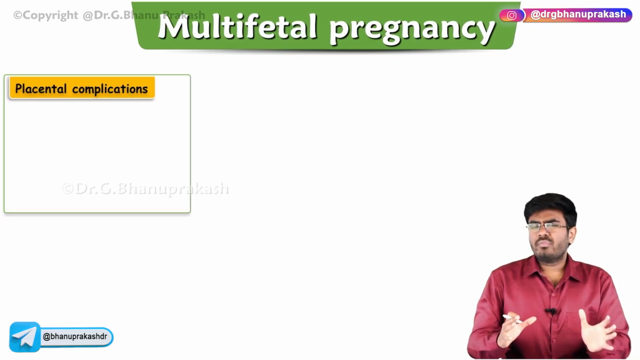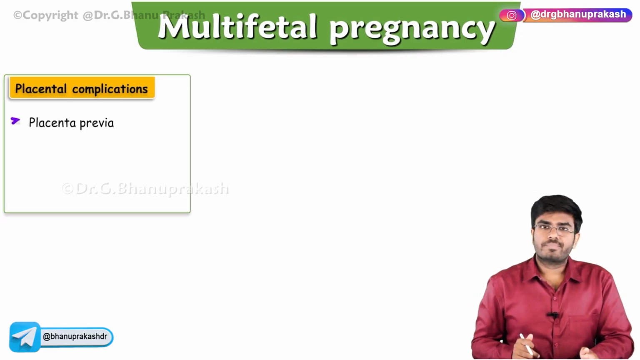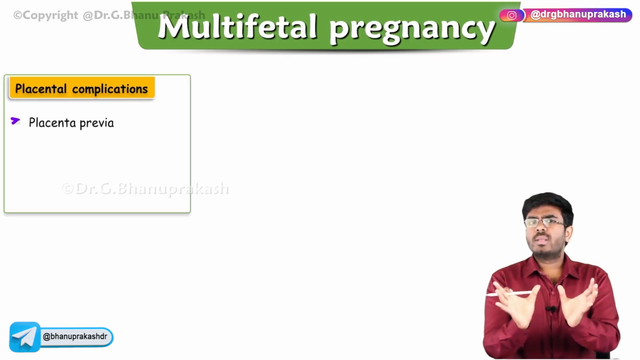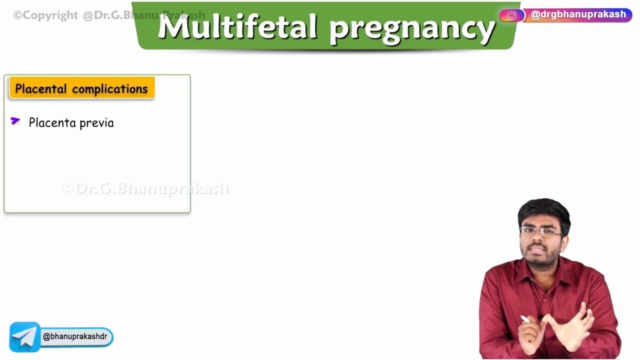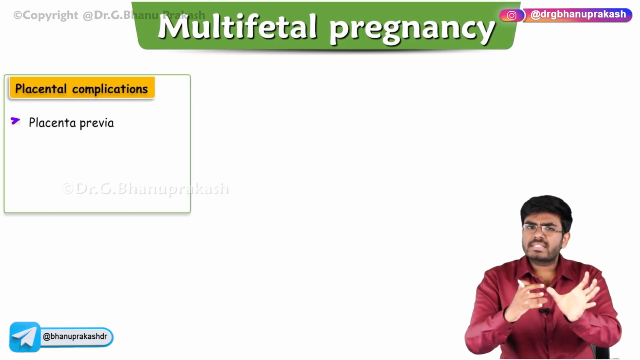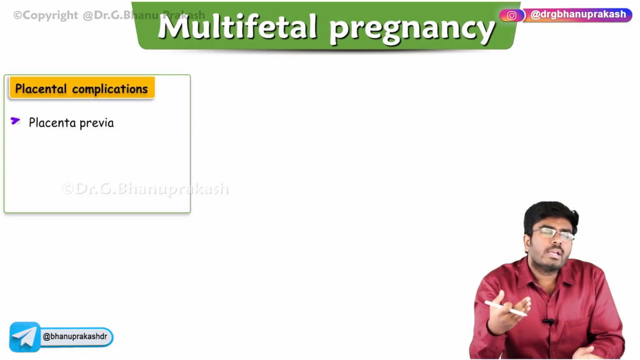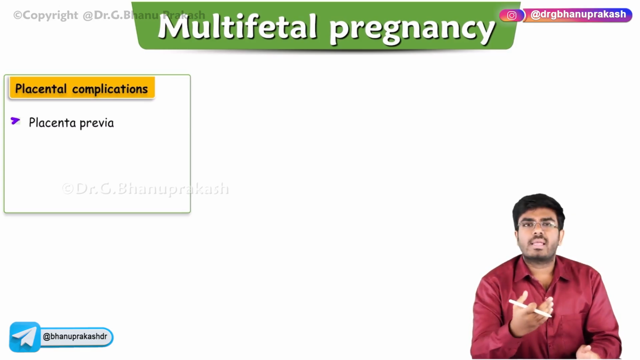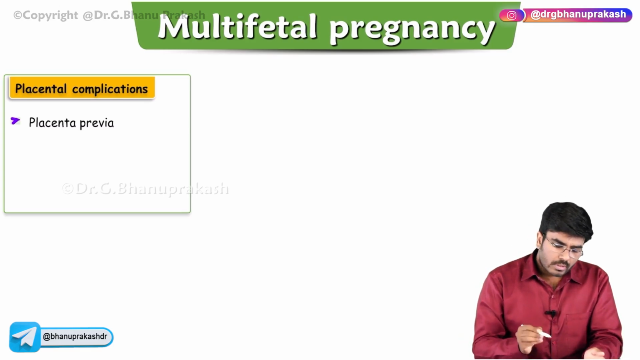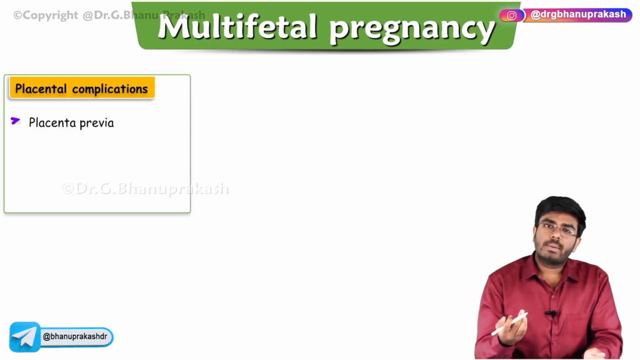Guys, having a twin pregnancy is a risk factor for placenta previa. Why? Two babies, two placentas. One placenta is going to lie in the upper uterine segment near the fundus and the other placenta will find its way into the lower uterine segment. Having a placenta in the lower uterine segment is called placenta previa. So, multifetal gestation or twin pregnancy is a risk factor for placenta previa.